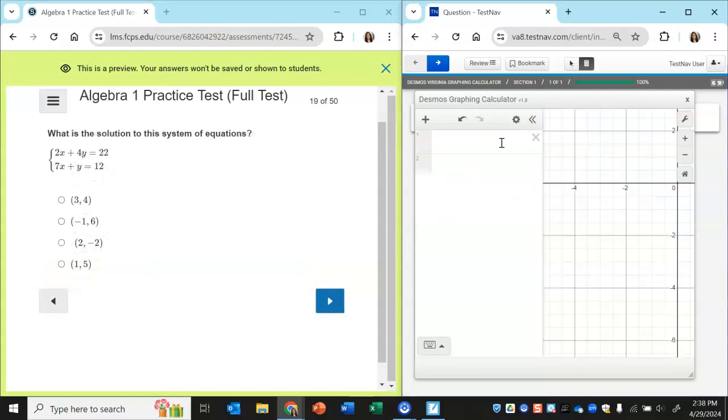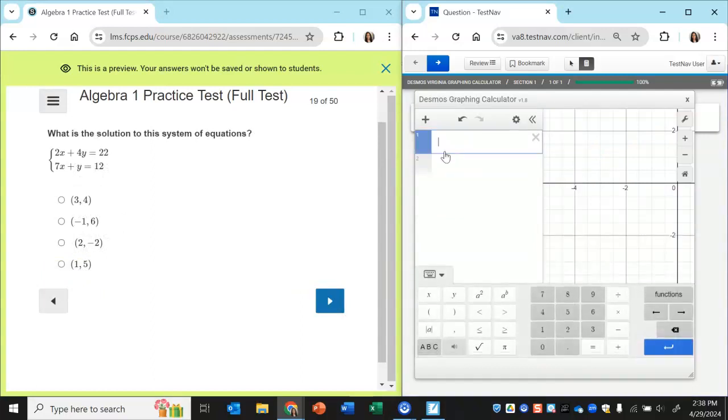It says here, what is the solution to the system of equations? So, all right, I'm just going to graph both of them.